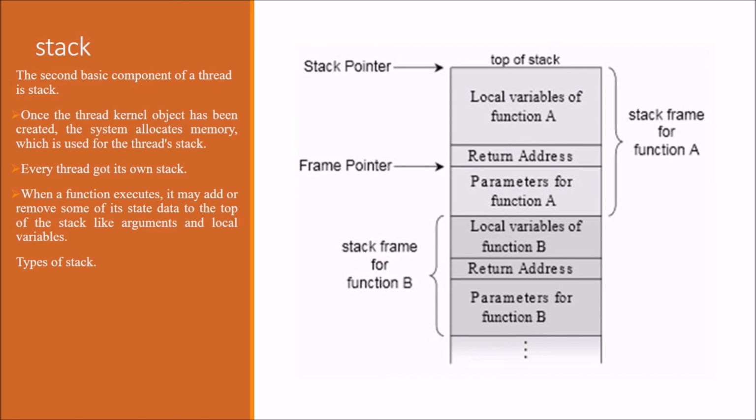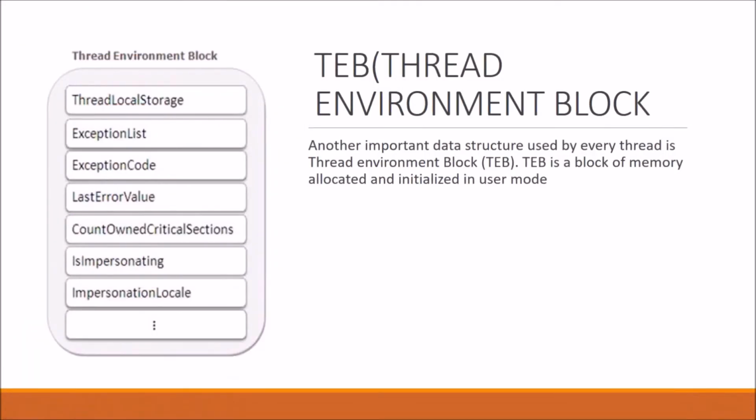And going to the third component, it's the thread environment block, or simply TEB. It's another important data structure used by every thread. TEB is a block of memory allocated and initialized in user mode. That means user mode address space is directly accessible to the application code, whereas kernel mode address space is not accessible to the application code directly. The TEB consumes one page of memory, that means 4 KB on x86 and 64-bit CPUs.